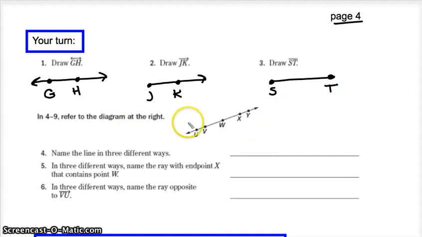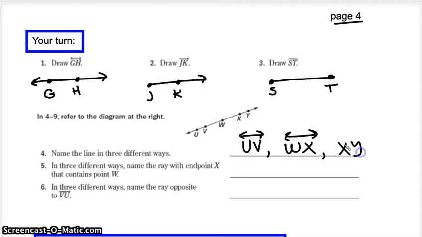Great, moving on. I've got this line with several points on it. Now I'm going to give you 3 ways to name the line. There are many ways that you could do it. This line could be named UV, and of course I have to have that line above. This line could be named WX, or even XY. Again, those aren't the only 3 names, those are 3 examples. I'll put example over here just so you know.